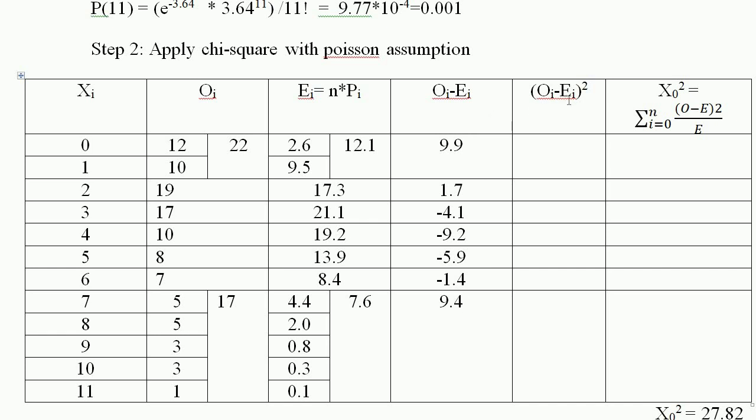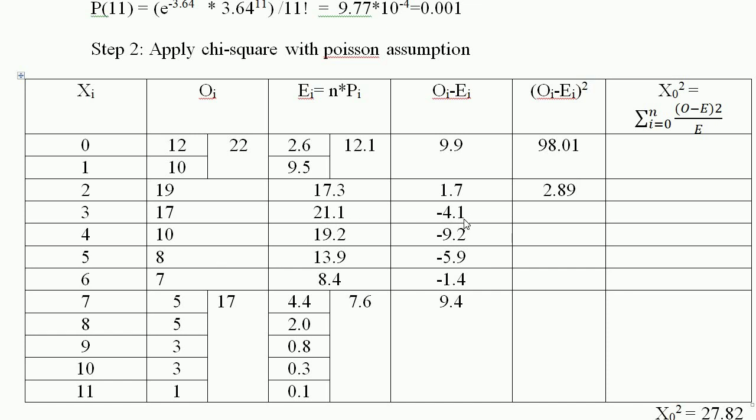Now OI minus EI whole square. OI minus EI whole square, that is nothing but 98.01. Again here OI minus EI whole square, that is 1.7 square, which is nothing but 2.89.